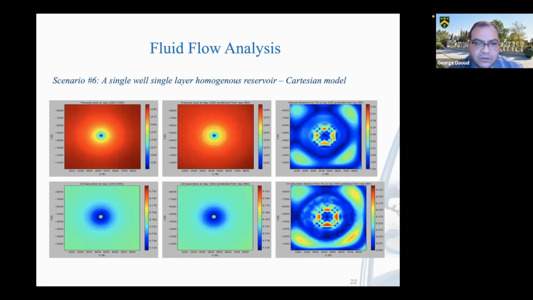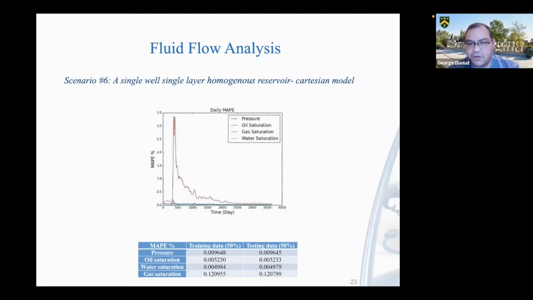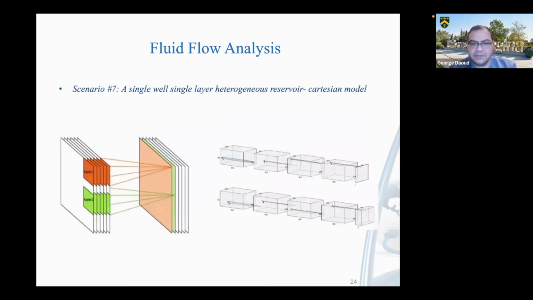You can see in the first row, from left to right, the value of CMG at day 1000, the second column is the value predicted by our model, and the third column is the relative error at each grid block between the two results. The first row is for pressure, and the second is for oil saturation at each grid block. And the result is good, less than 0.5%. And here is a summary of our results in successive prediction mode in the first figure, and in 1-day prediction mode in the table. Next slide, please.